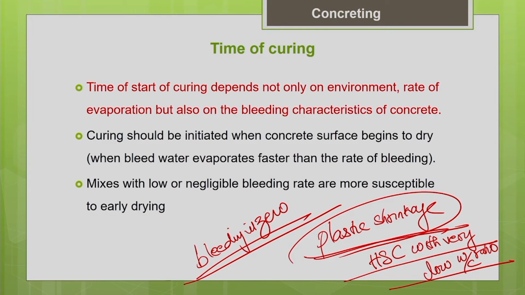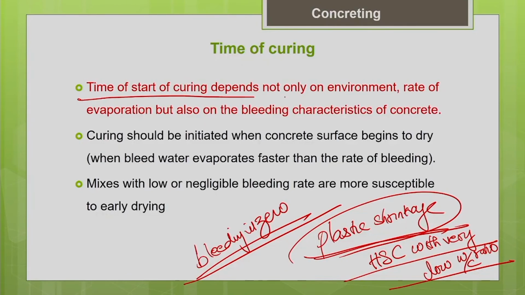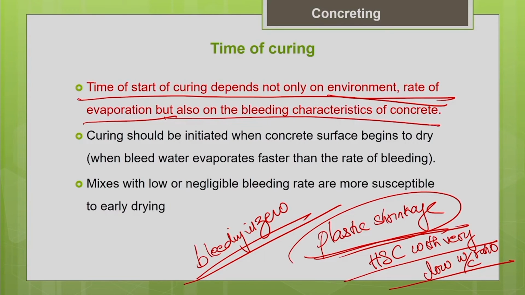When to start the curing depends upon the actual composition of the concrete, and also upon the environment where the concreting is going to be done. So the time of start of curing depends not only on the environment, that is, the rate of evaporation, but also on the bleeding characteristics of the concrete. For aggressive environments where the ambient conditions are very severe, with high temperature and high wind velocity, where the rate of evaporation is very high, start the curing as early as possible. And also consider the bleeding characteristics, which depend upon the mix composition.